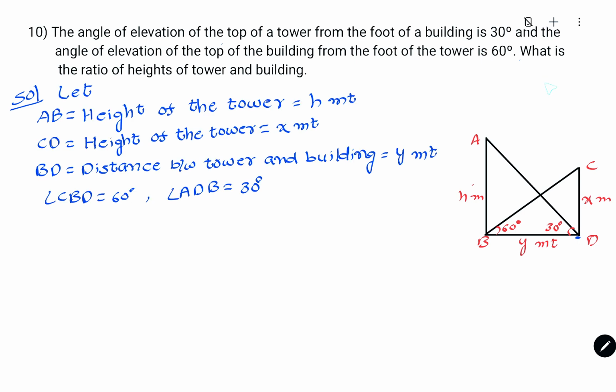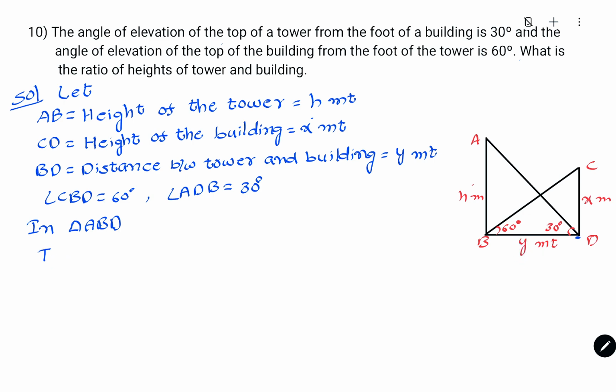Now write the given data. Let AB be the height of the tower, h meters. CD is the height of the building, x meters. BD is the distance between tower and building, y meters. Here angle CBD is equal to 60 degrees, angle ADB is equal to 30 degrees. First we take triangle ABD.